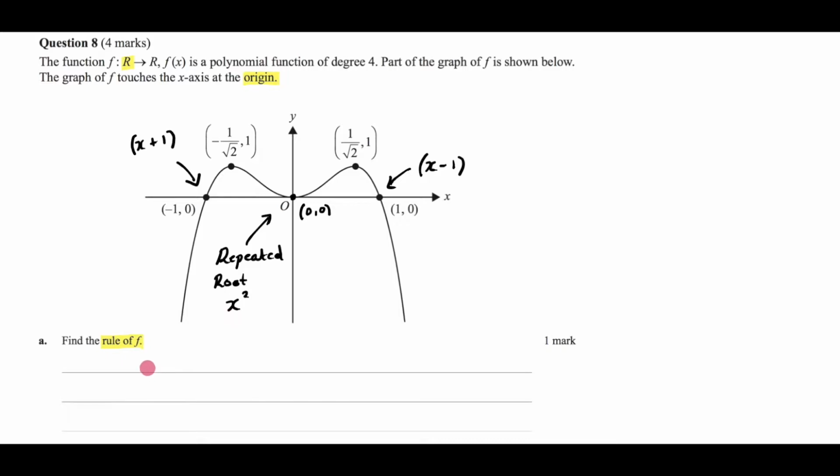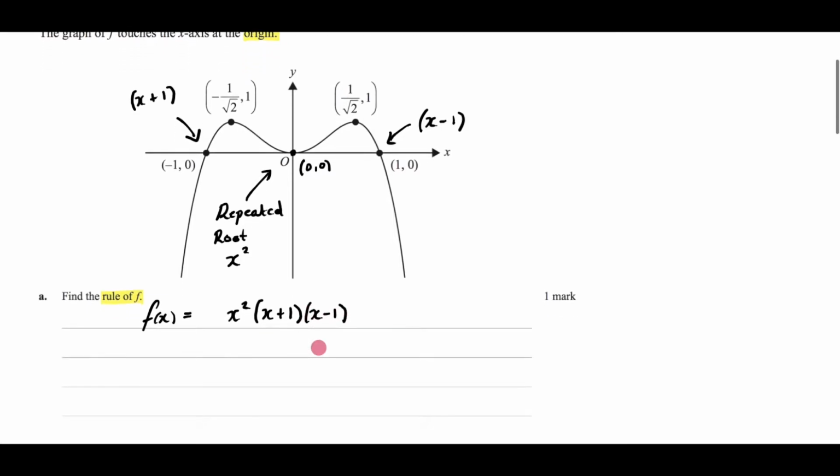Okay, let's now write down what my rule is going to be. It's going to be f of x is equal to x squared, then x plus 1, and then x minus 1. I would immediately recognize that x plus 1, x minus 1 can be written like so: x squared minus 1, just a difference of perfect squares.